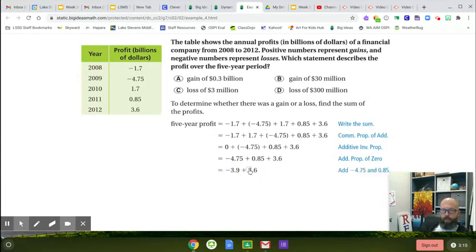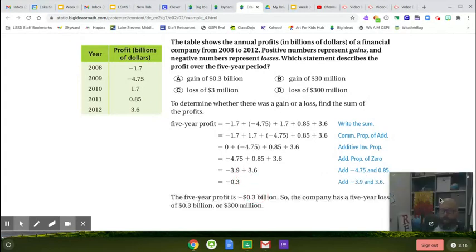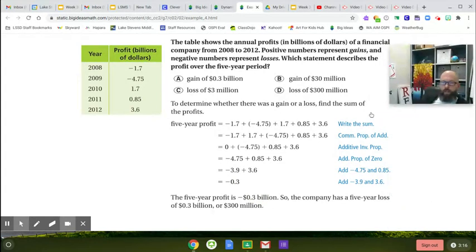Now, let's take a look. We end up with adding negative 4.75 and 0.85. And what do we end up with? Negative 0.3. So the 5-year profit is negative 0.3 billion. So the company has a 5-year loss of 0.3 billion or 300 million. So this actually is the answer, loss of 300 million, because that's the same as 0.3 billion.